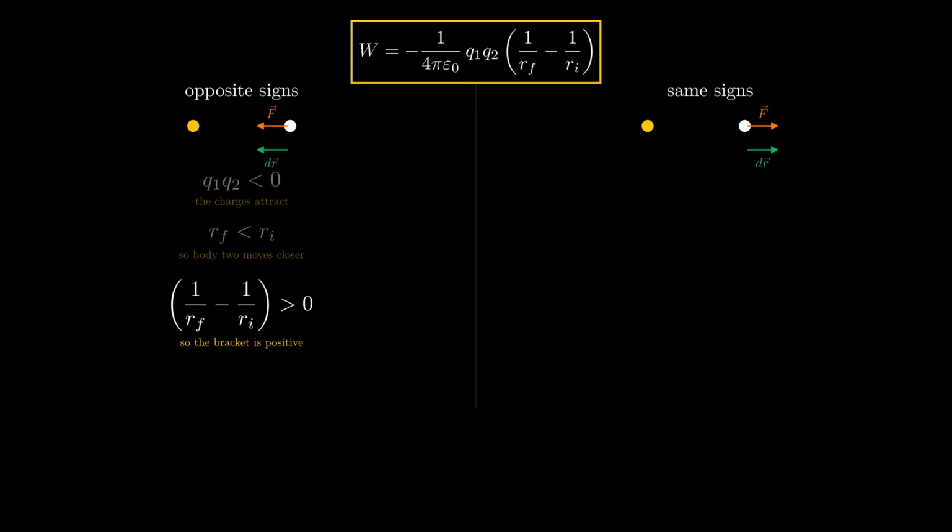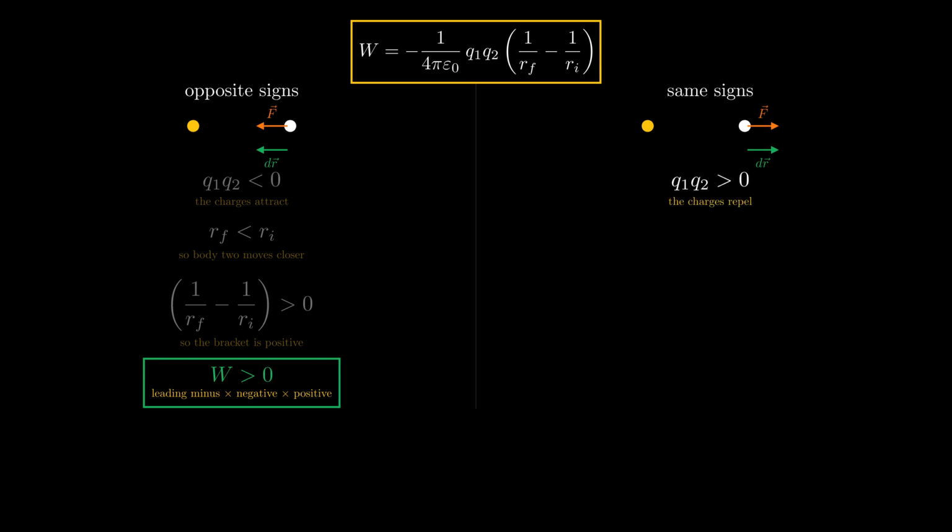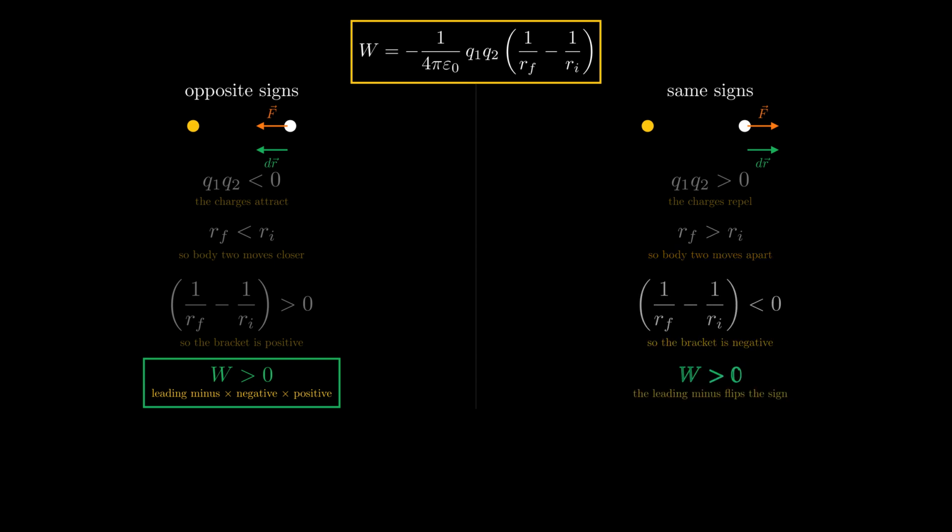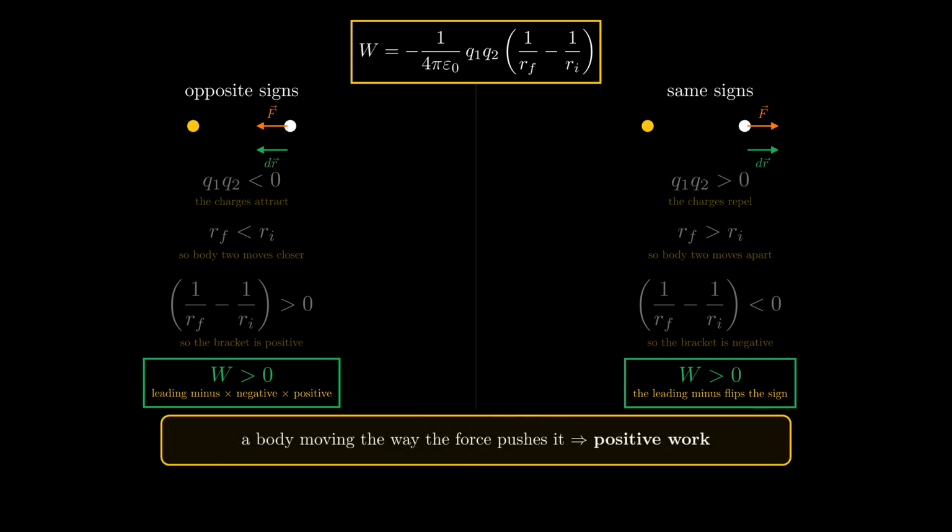Leading minus sign, negative product, positive bracket, the work comes out positive. Same signs next, the product is positive and the force pushes body 2 outward. So the natural motion is apart. R sub F exceeds R sub I, the bracket is negative, and the leading minus sign flips it. Positive work again. That is the pattern to remember. Whether the force attracts or repels, a body moving the way the force pushes it receives positive work. The electric result differs from gravity only by a constant and a sign convention. The physics of natural motion is identical.